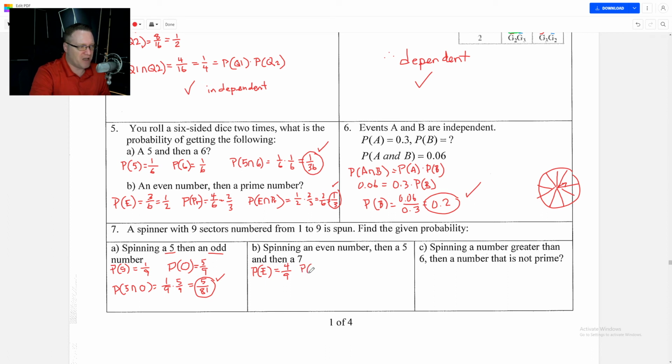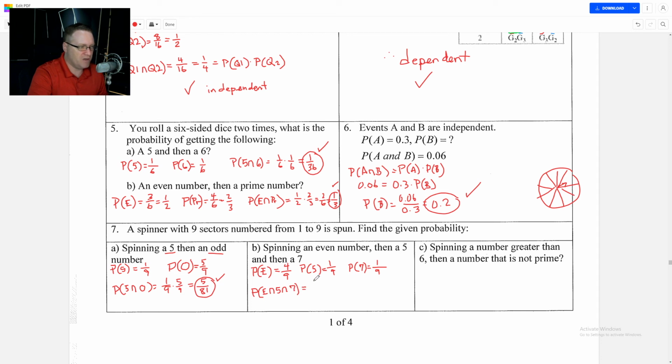What's the probability of getting a 5? Well, we already said the probability of getting a 5 is 1 over 9. What's the probability of getting a 7? Well, there's only one 7. So, again, it's 1 over 9, right? So then our final thing is, what's the probability of getting even, and then a 5, and then a 7?